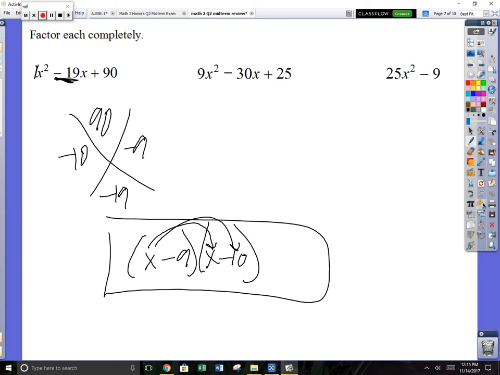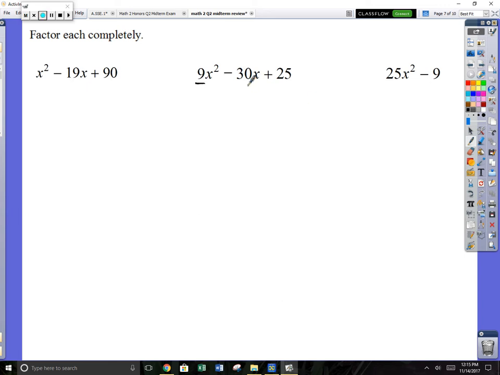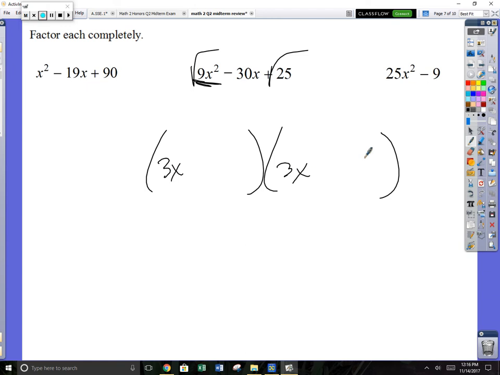Alright. Okay, the middle one, 9 you can divide by 3, 30 you can divide by 3, but 25 you can't, so that's it. Now, these are special, these are both perfect squares, and you don't really worry about the middle. Just focus on the start and the end. And if you see squares in the start and the end, then we're just going to square root. So, how they create the 9x squared is a 3x and a 3x. How they create the 25 is a 5 and a 5. Now let's worry about the middle. You've got to add them to create a minus 30, so it's going to be minus minus.